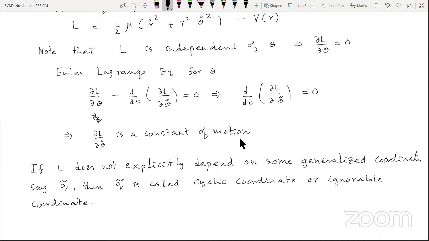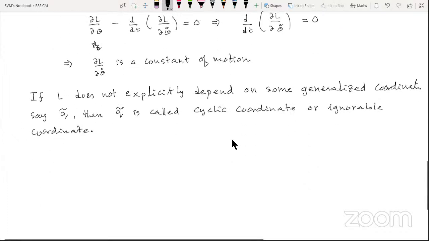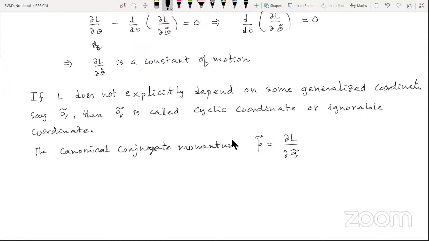So if you can identify cyclic coordinates, then the corresponding canonical conjugate momentum, which I will call P tilde, is defined as... Sir, what is that canonical conjugate momentum, sir? That is what I am defining.